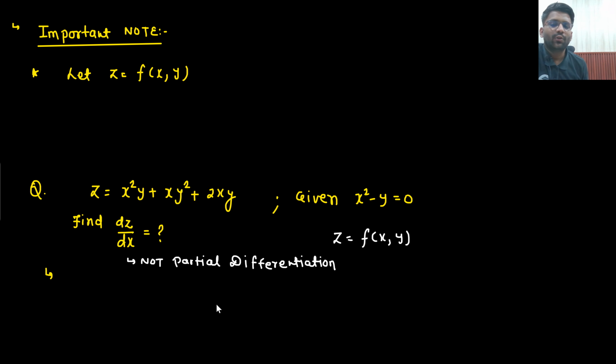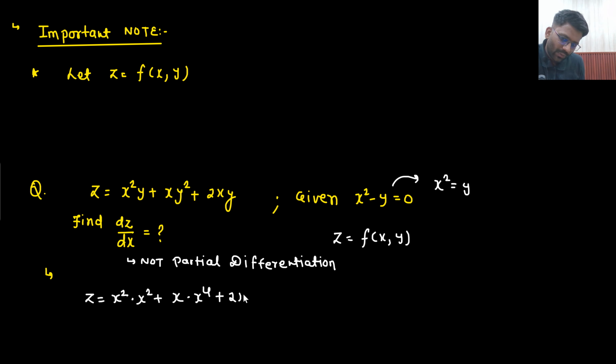So sir, what will we do about y? For that there is a relation given, no? x square equals y is given. So put that. What will be z? z will be x square multiplied with y. What is y? y is nothing but x square, plus x into y, where y is x square. So y square will become x to the power 4. Plus 2x, where y becomes x square. So z is x to the power 4 plus x to the power 5 plus 2x to the power 3.